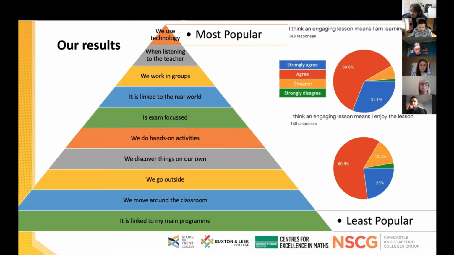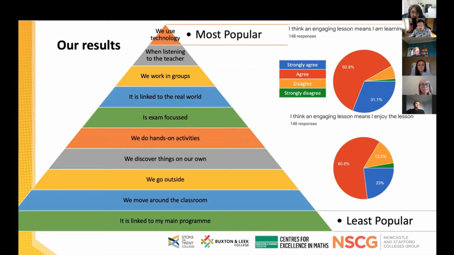So our results from our first survey showed that 57% of our 148 learners had a grade 3 in maths, 32% had a grade 2, and 11% had a grade D, E, 1 or U. 92% of our learners agreed or strongly agreed that they thought an engaging lesson meant they were learning. Similarly, 84% agreed or strongly agreed that they thought that if they were engaged in the lesson, that meant they were enjoying it.